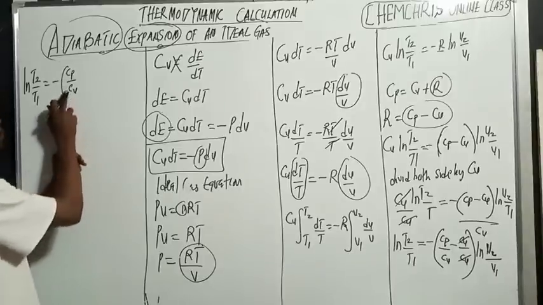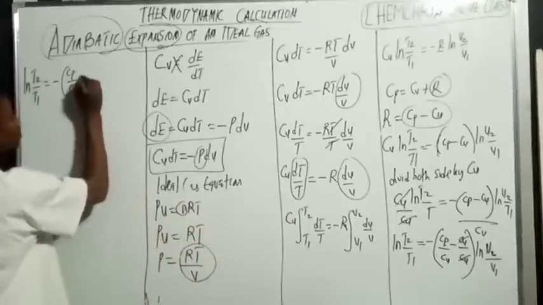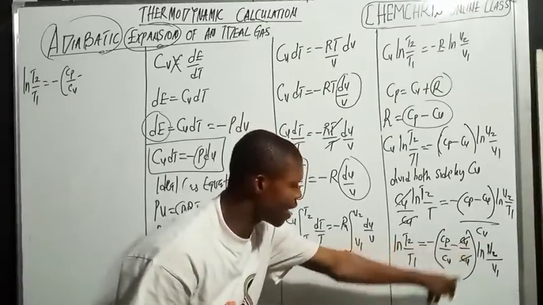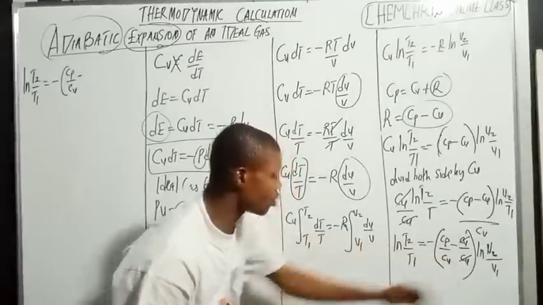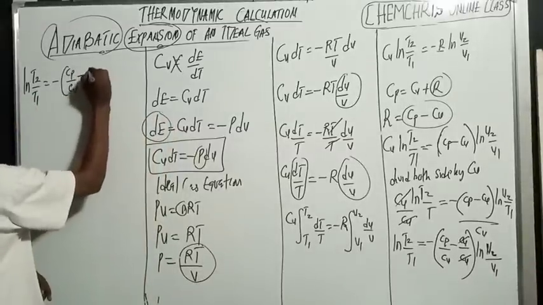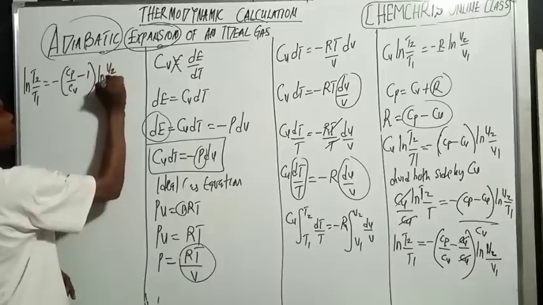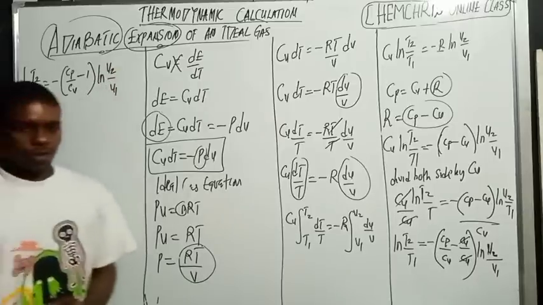Yeah, I have CP over CV minus. Here I have what? 1, CV over CV divide, right? Cancel that. So it's going to be what? Minus 1. You have minus 1. Here I now have what? ln V2 over V1. Do you understand?